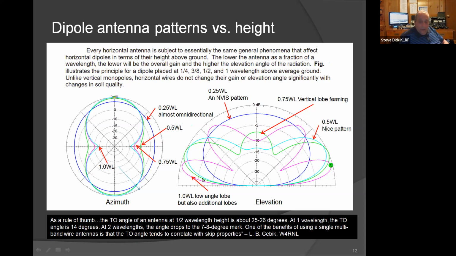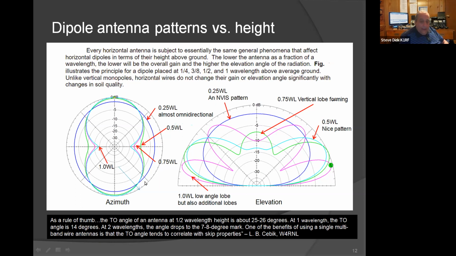Yes, these low angle lobes are great for DX, and you'll work other people at higher elevation angles. So for Field Day, for example, you'll work people that are relatively close and people that are relatively far away because of the different elevation angles. But this is not aesthetically pleasing. So a half wave or 3/4 wave, if you could manage that, you're doing quite well.